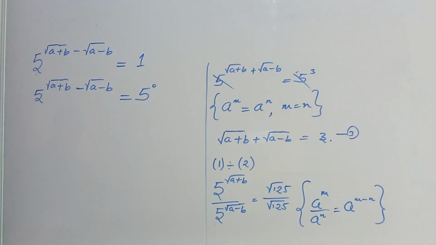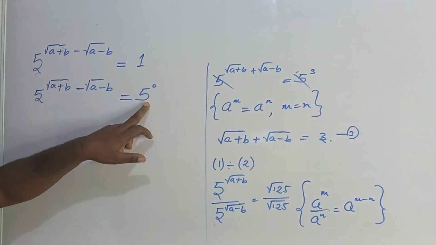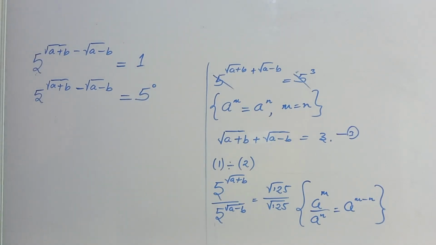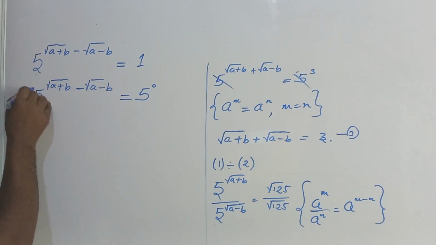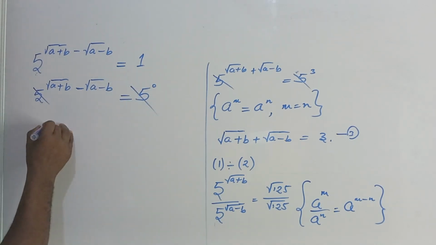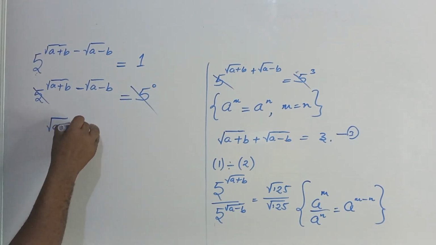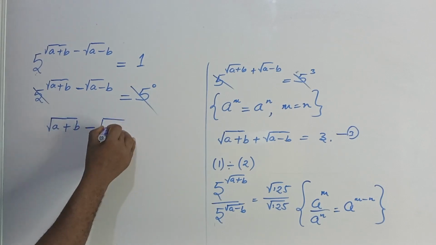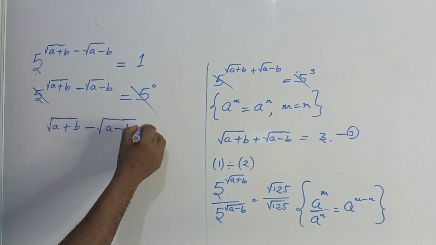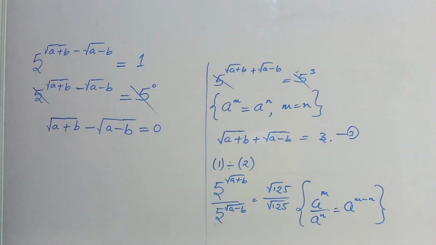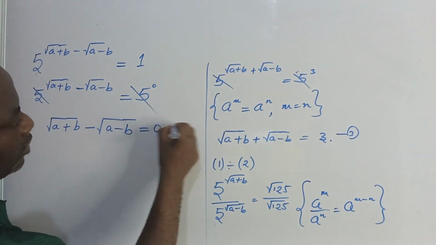So we express 1 as a number in base 5, and that will give us 5 to the power of 0. The rule that applies here is that any number to the power of 0 is 1. So from here the bases on both sides cancel out, and we have square root of A plus B minus square root of A minus B equal to 0. I'm going to call this equation 4.